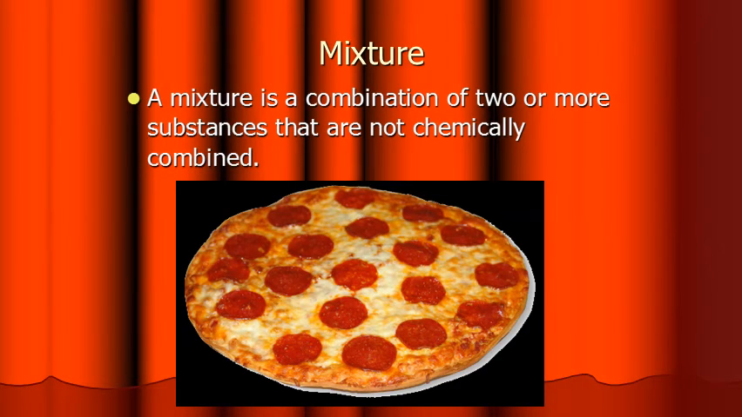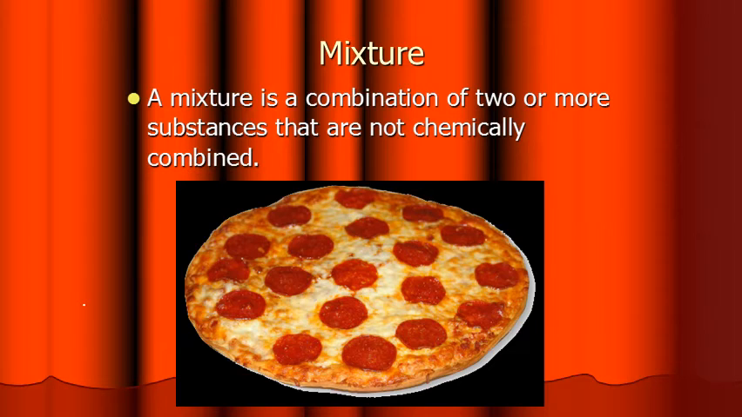So a mixture, as you saw from that little animation there, is kind of like a pizza. A mixture is a combination of two or more substances, but they're not chemically combined together. So think about this. Can you reach into a glass of water and just pull out the oxygen? No, you can't do that, right?